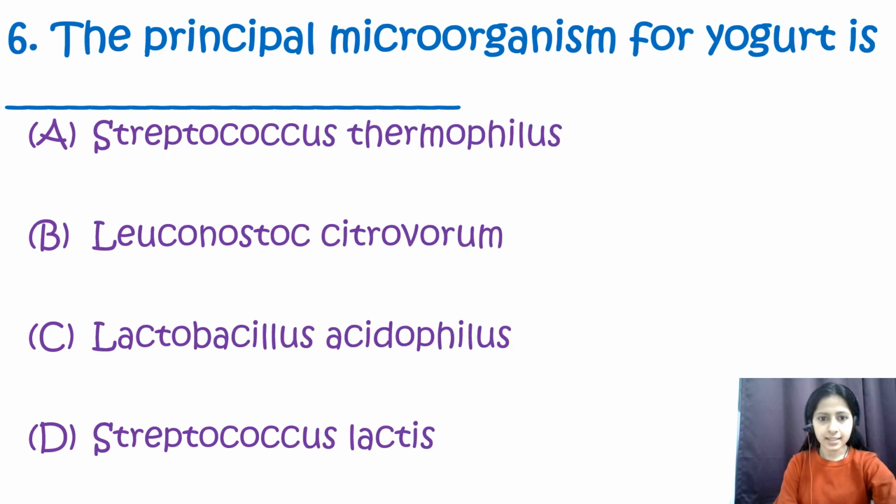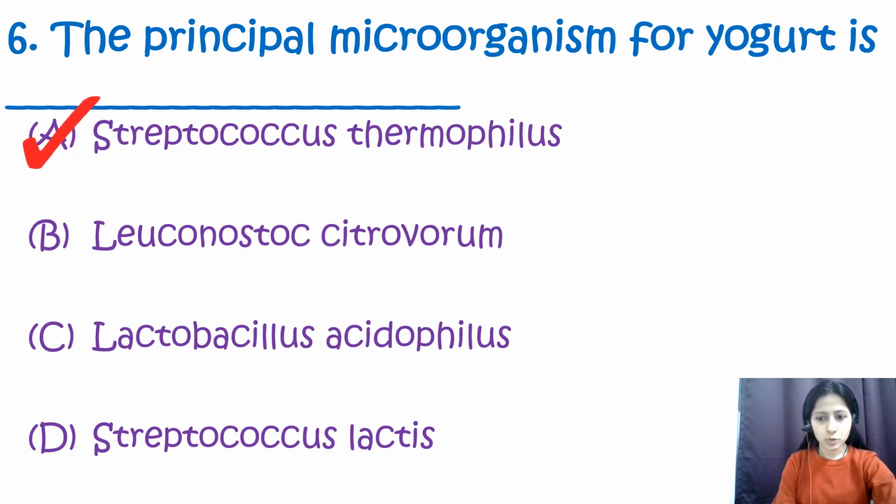Question number 6. The principal microorganism for yogurt is option number A, Streptococcus thermophilus, option number B, Leuconostoc citrovorum, option number C, Lactobacillus acidophilus, option number D, Streptococcus lactis. So the principal microorganism which is used in the production of yogurt is Streptococcus thermophilus. That is option number A.